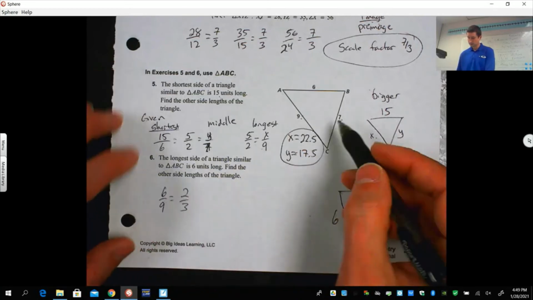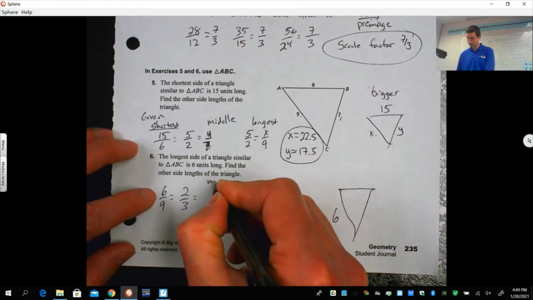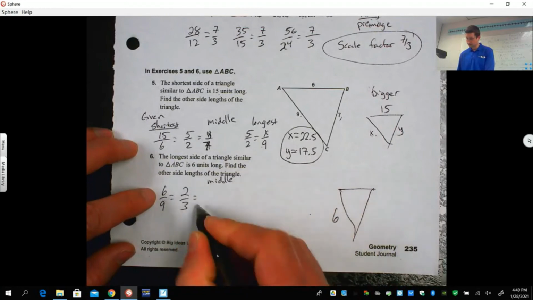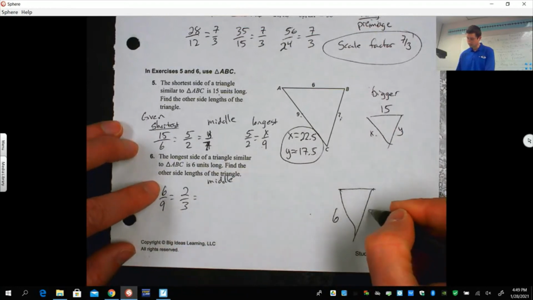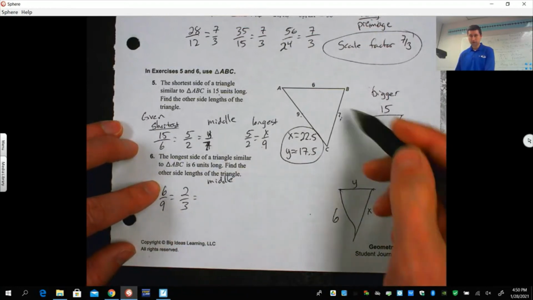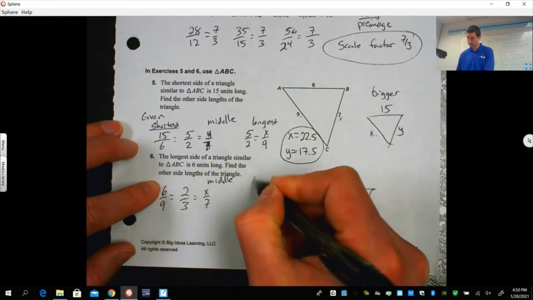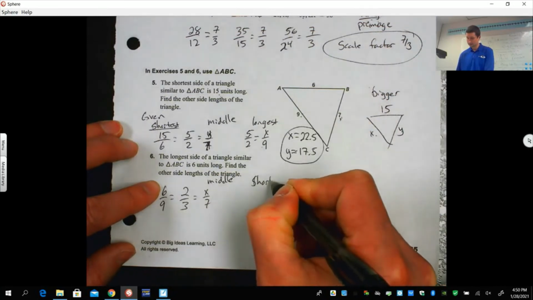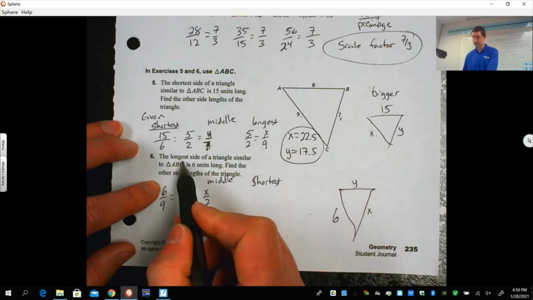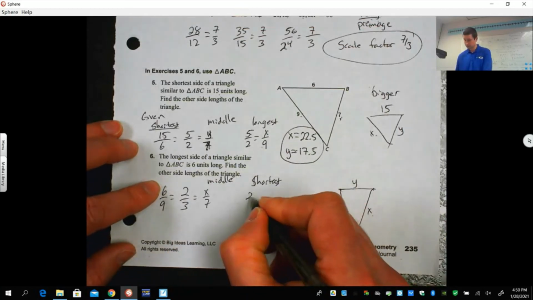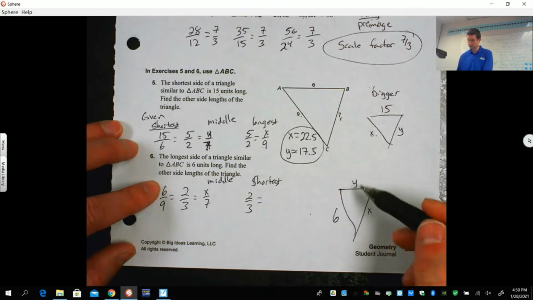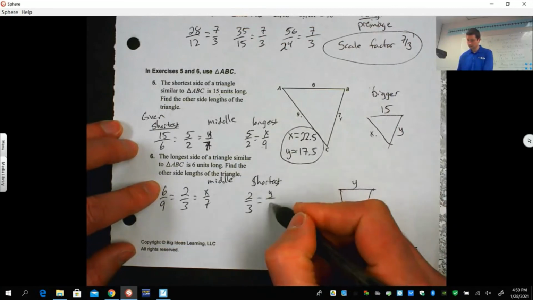Okay. So 2 over 3, if I'm going to find my middle side, this is the longest side, the middle side is 7, so it's x over 7. And now I need to find my shortest side. I had my longest side, so I need my middle and my shortest. So 2 over 3 equals y over 6.